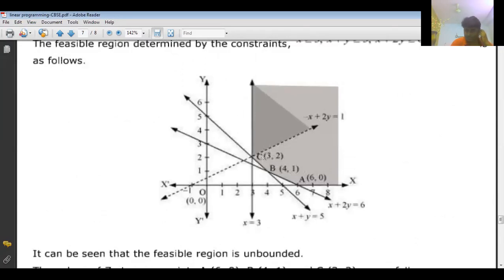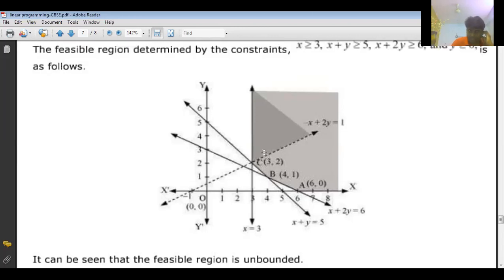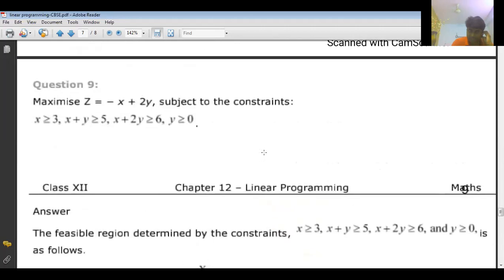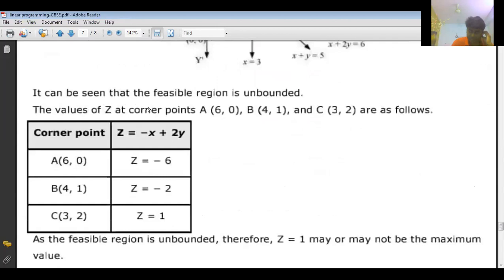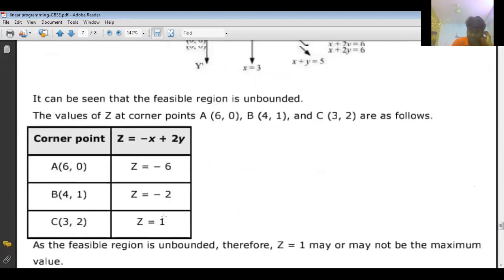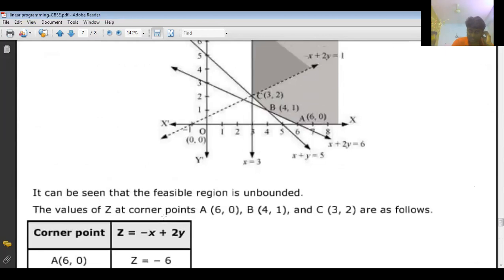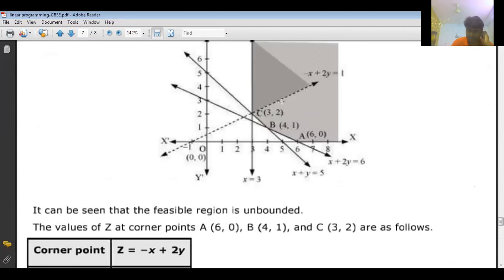For that we are going to draw one inequality. So how can we draw one inequality? That objective function, what is that? Minus x plus 2y less than that maximum value. What is that? 1. So minus x plus 2y less than 1. The minus x plus 2y less than 1, a dotted line we should write.